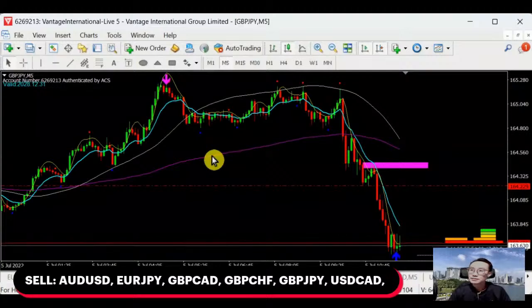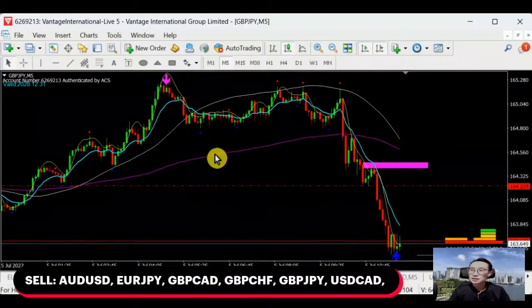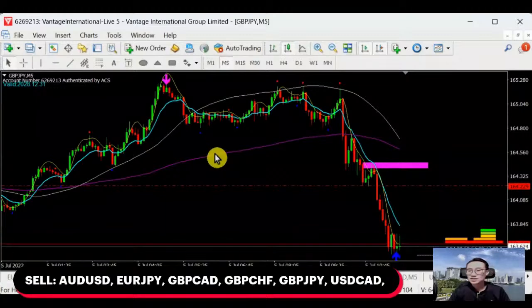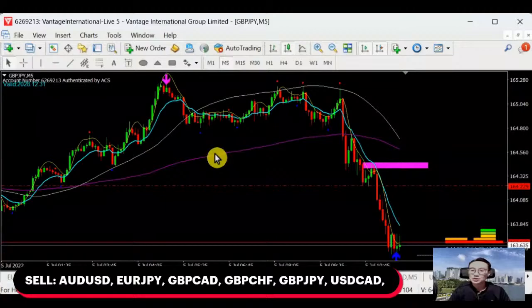Pound yen. I will say that for example, Versailles, you have already captured about 37 pips, right? So don't risk.